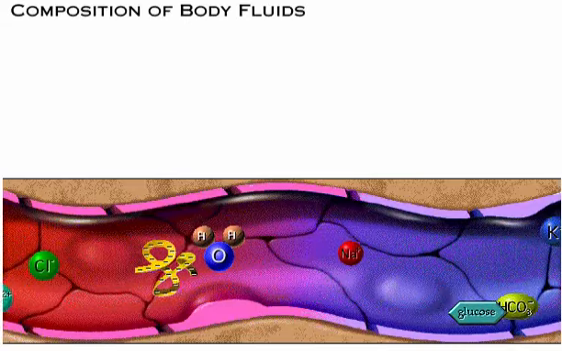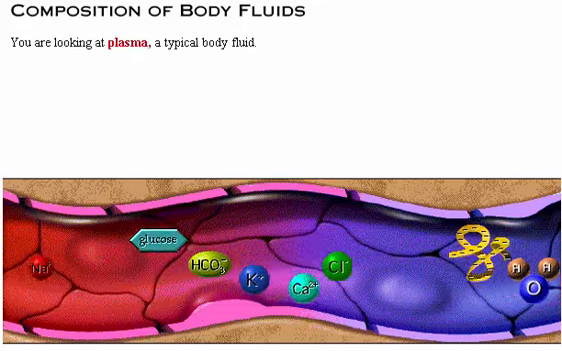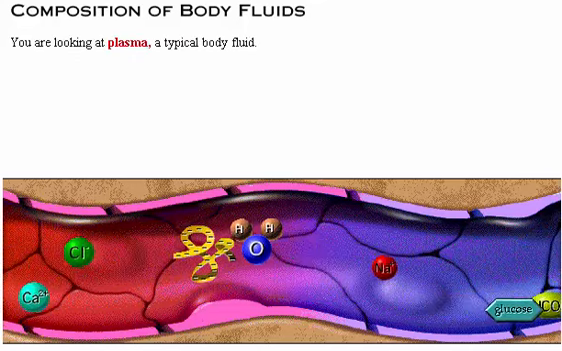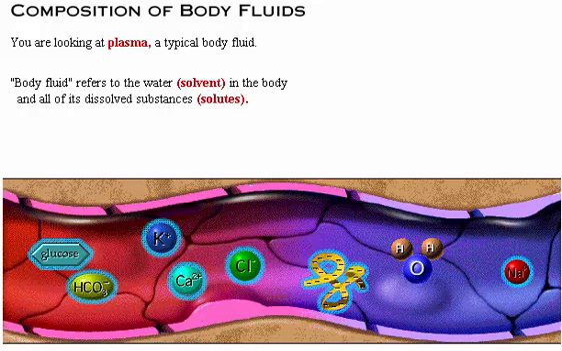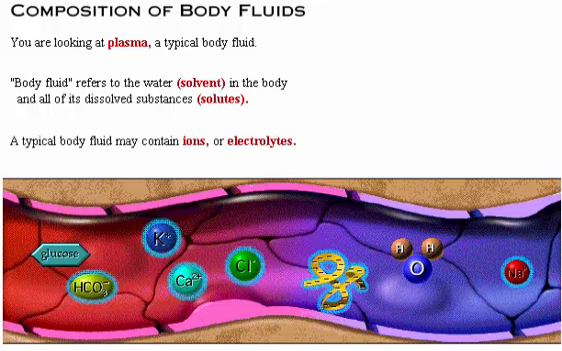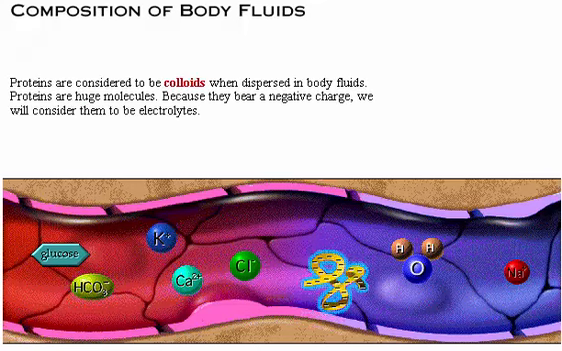You are looking at plasma, a typical body fluid. The term body fluid refers to the water in the body and all of the dissolved substances, which are also known as solutes. Since the water dissolves the solutes, it is the solvent. A typical body fluid contains electrolytes, also known as ions. Proteins are considered to be colloids when dispersed in body fluids. Compared to simple ions, proteins are huge molecules. Because they bear a negative charge, we will consider them to be electrolytes.